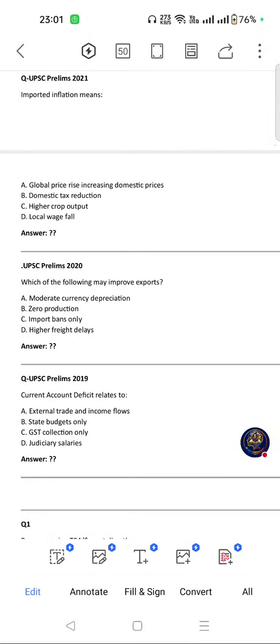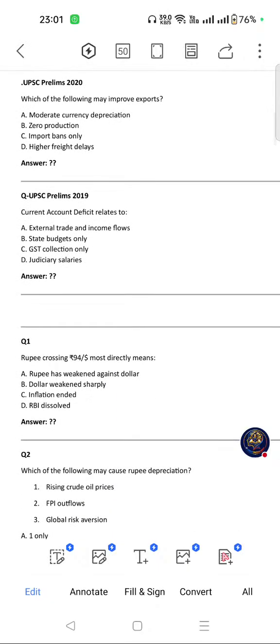Imported inflation means global price rise increasing domestic prices. A option is correct. Which of the following may improve exports? Correct answer is moderate currency depreciation.